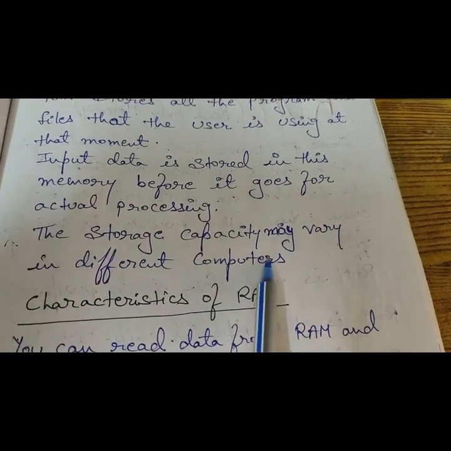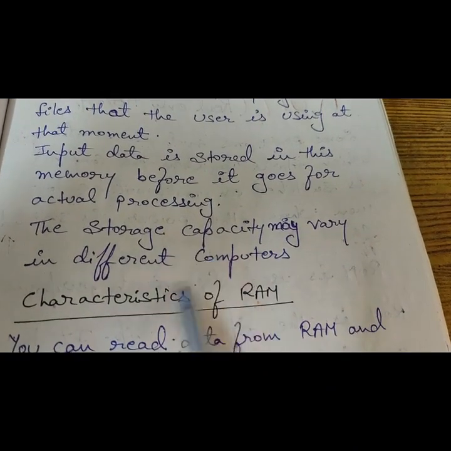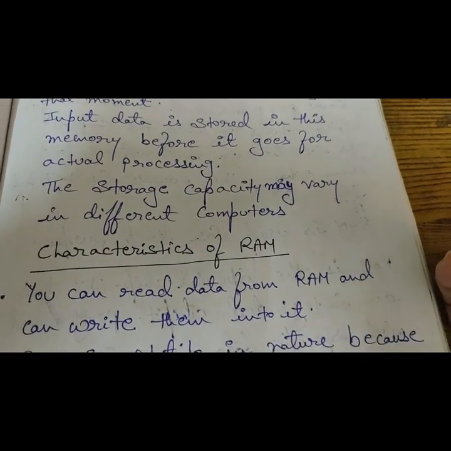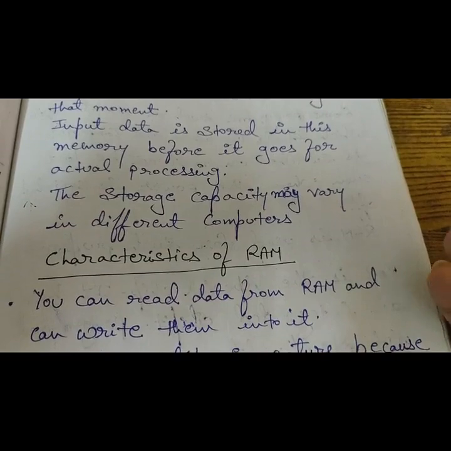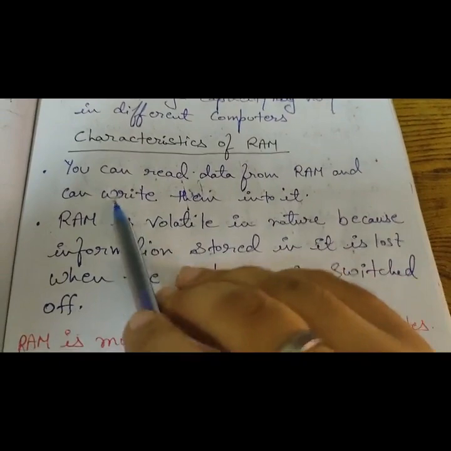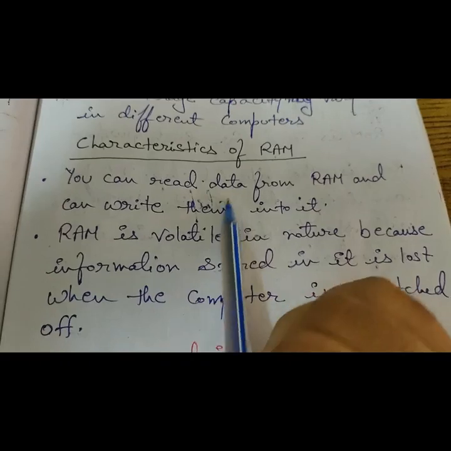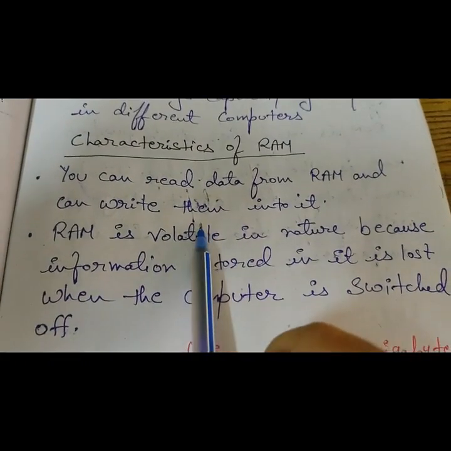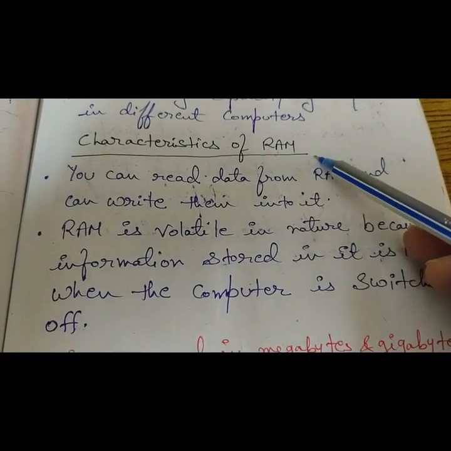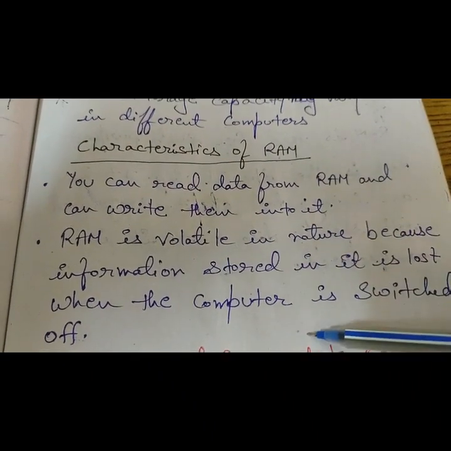The storage capacity may vary in different computers. Every computer system has a different storage capacity of RAM. Some have a minimum GB of RAM, some have a larger capacity of RAM. These are the characteristics of RAM. Before going through all these characteristics, you have to see the RAM in a picture, then read this in detail.